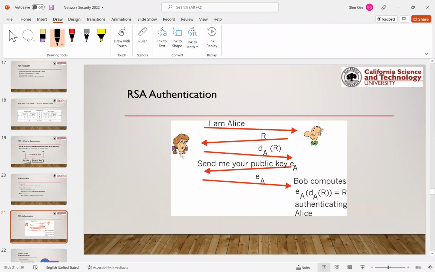Okay, who knows Alice's private key? Only Alice. So how does Bob know this is Alice? If Alice can demonstrate to me that she knows Alice's private key, then I know you are Alice.